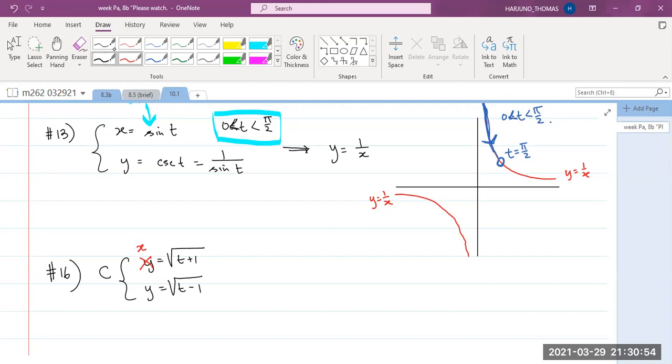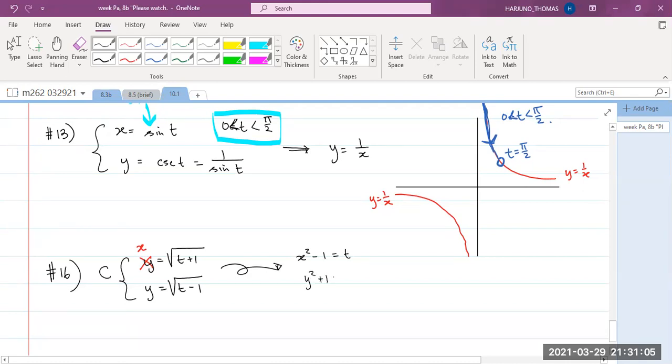Okay, now then, how do we eliminate the parameter? So x squared minus 1 equals t, right? y squared plus 1 equals t. So putting them together, x squared minus 1 equals y squared plus 1. So x squared minus y squared equals 2, is it right?